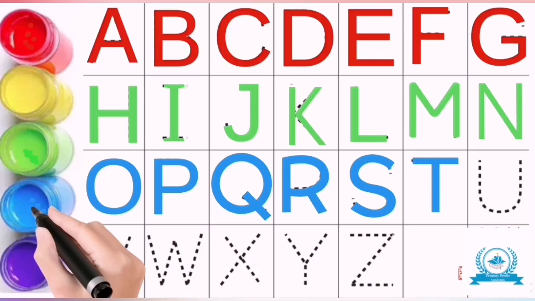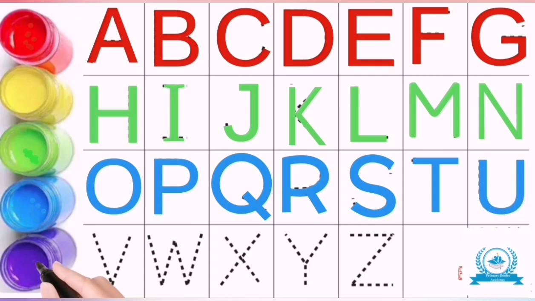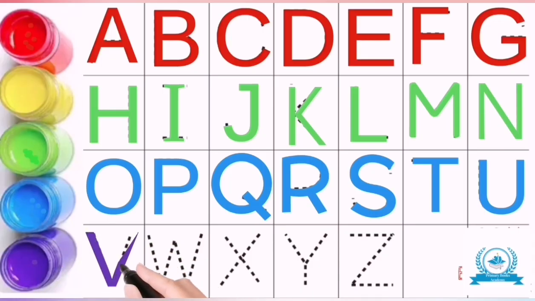U is for umbrella, down, curve and up. V is for van, two slant lines.